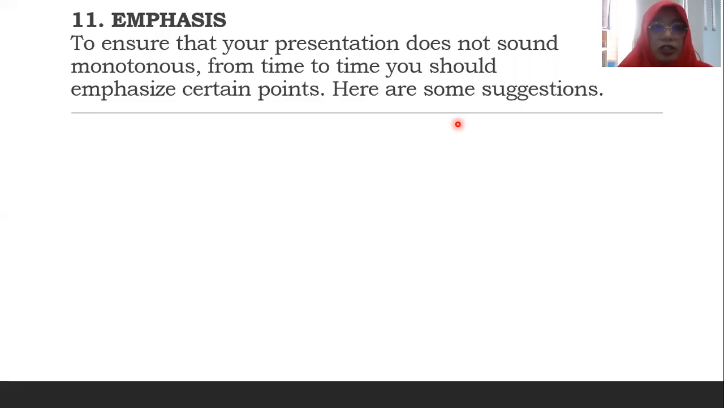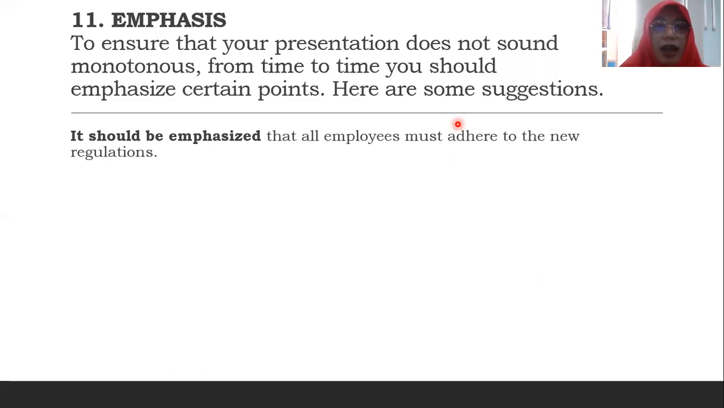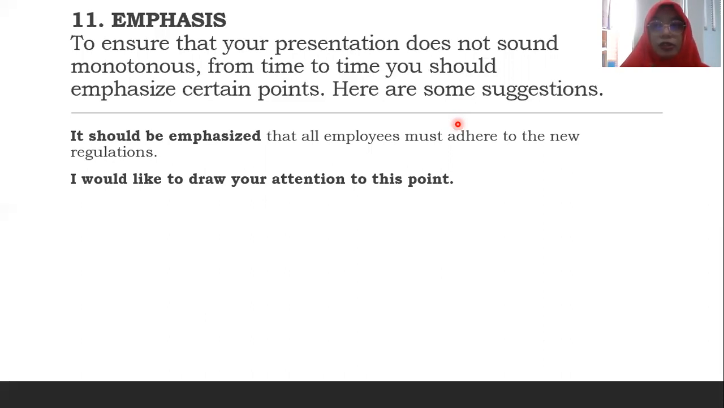So here are some suggestions. It should be emphasized that all employees must adhere to the new regulations. I would like to draw your attention to this point. So this instantly focuses the audience on what you're going to say next. Okay, so maybe sometimes they wander, sometimes they lose focus. If you say this, the audience will go back to your presentation, and will focus more on what you are going to say next.